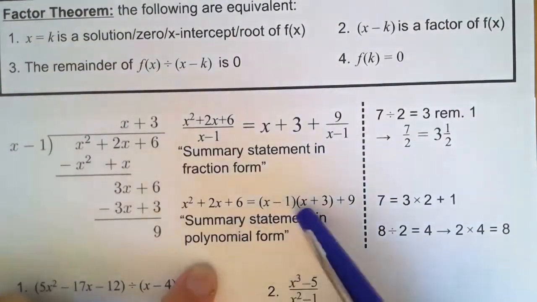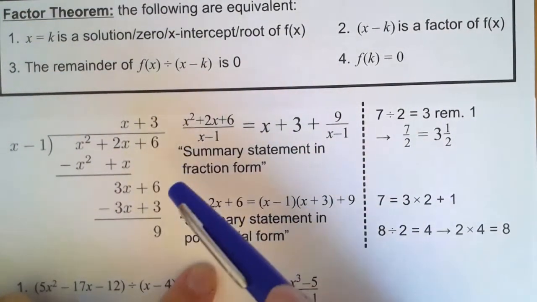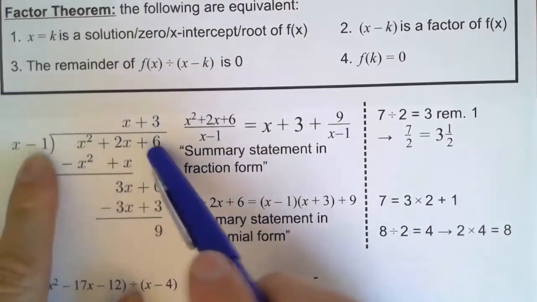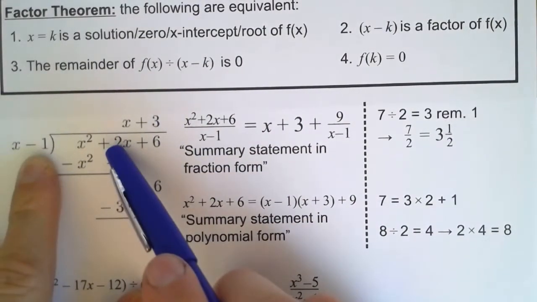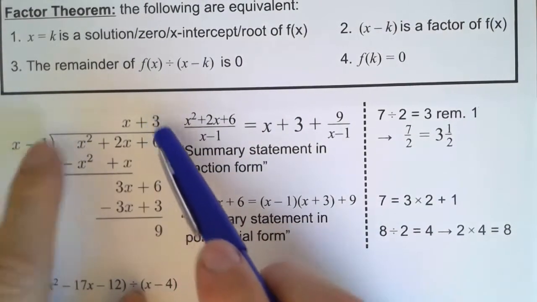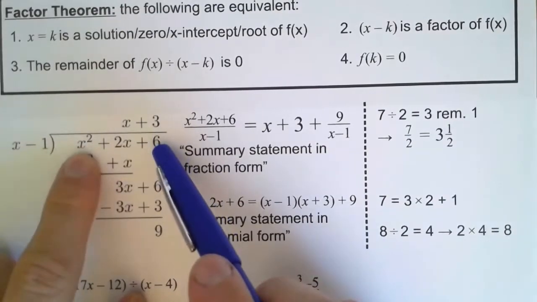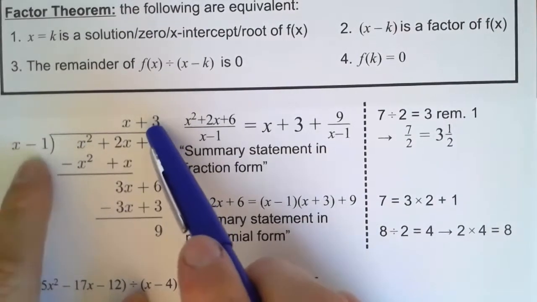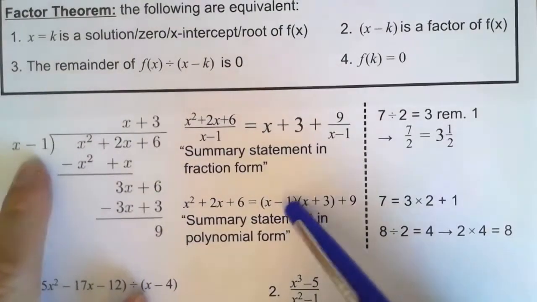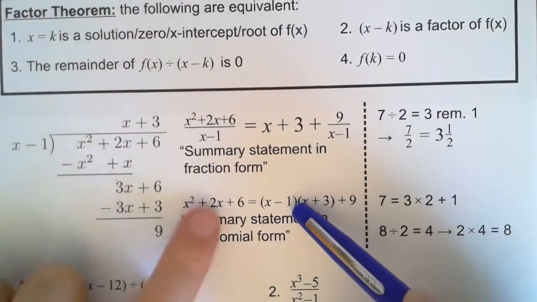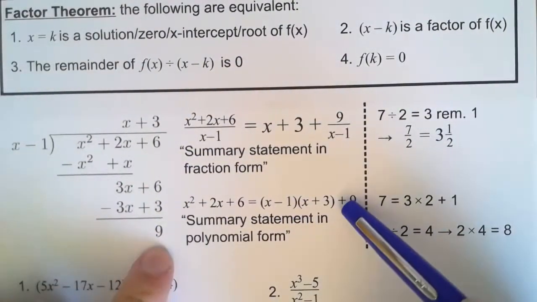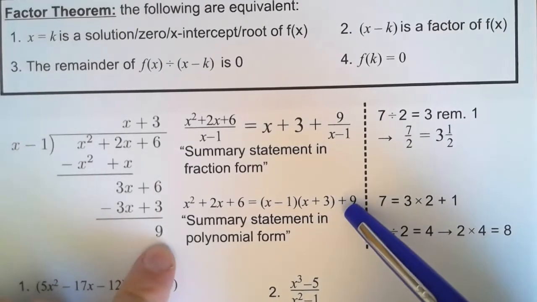That's the same thing with polynomials here. X minus 1 didn't go into this evenly, so x minus 1 times x plus 3 doesn't exactly equal this. But if I multiply them together, I get something very close. If I multiply those together, I'm very close to this. I just have to add the remainder. The remainder would be how far off I am.